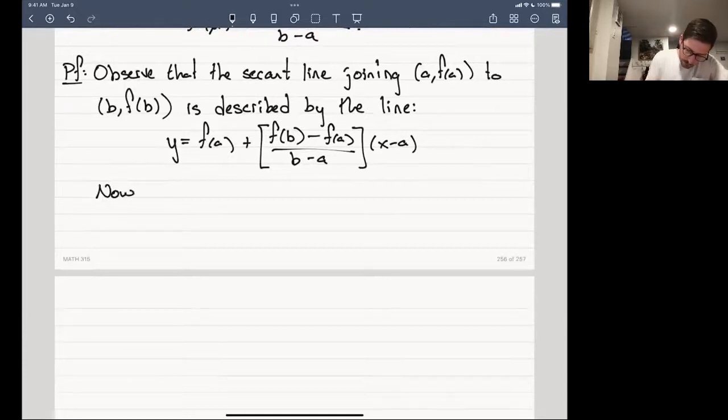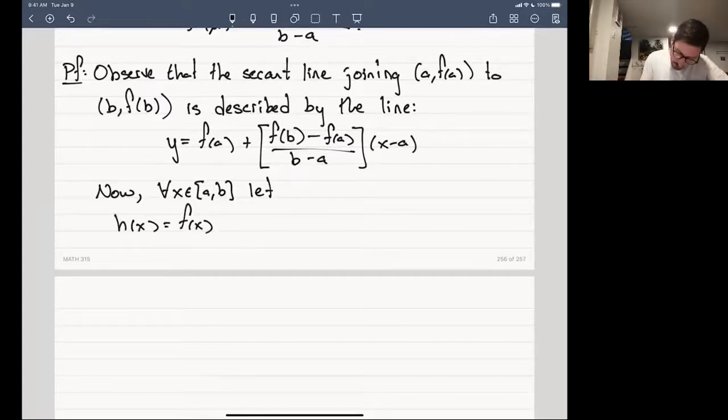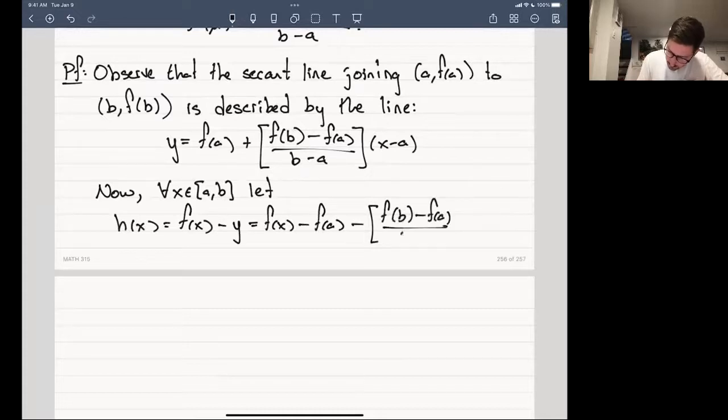So now, for all x between a and b, let's define h of x equal to my original function f of x minus the line that I described above. So really this is f of x minus f of a minus this slope term, divided by b minus a.